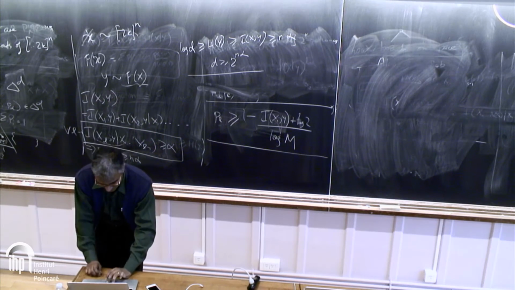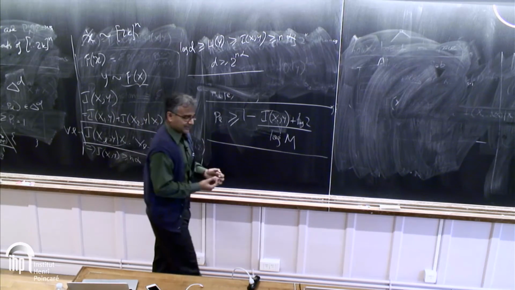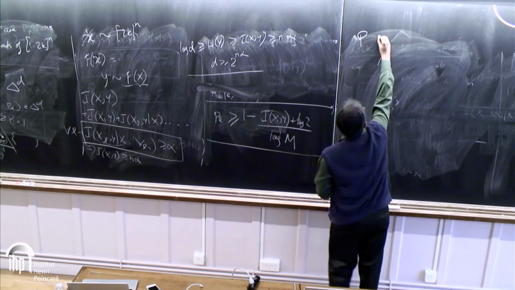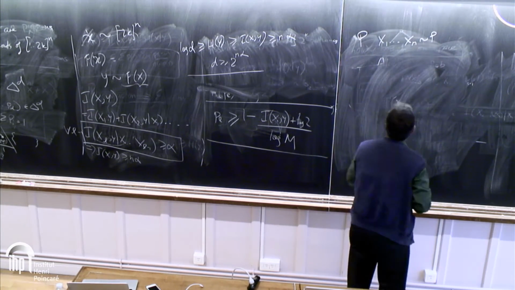So this goes back to the basics of parameter estimation. Okay. So let's think of a classical parameter estimation problem. I have some distribution P, and I draw samples x1 through xn from P.